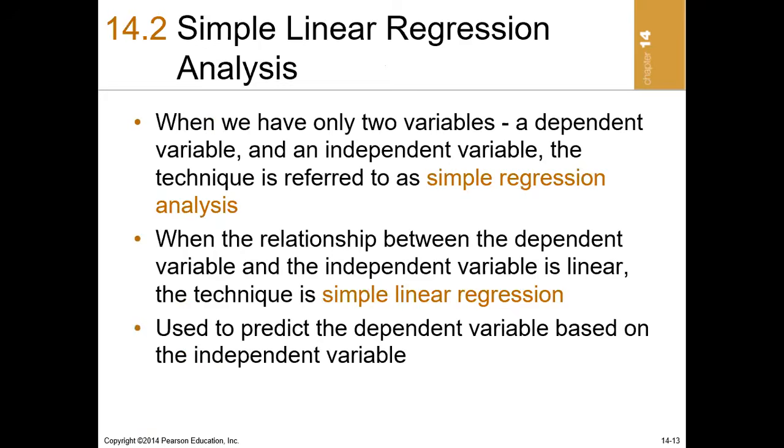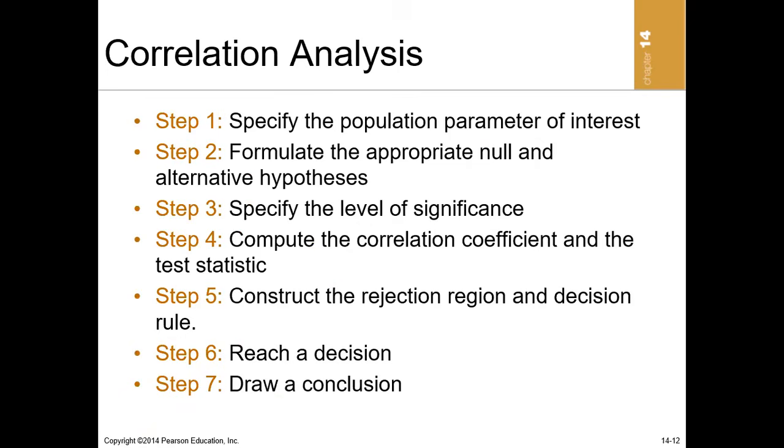So the steps here are: specify the population parameter of interest, formulate the null and alternative hypothesis, specify the level of significance, compute the correlation coefficient and the test statistic, construct the rejection region and the decision, and then reach a decision and draw a conclusion. So that is what we have done in this test.